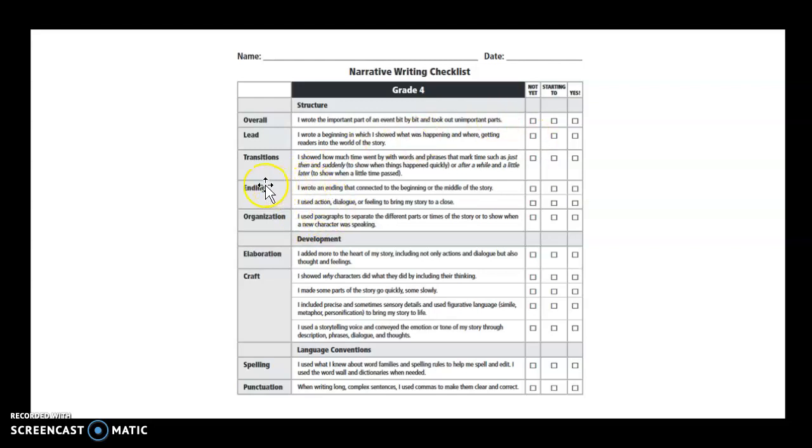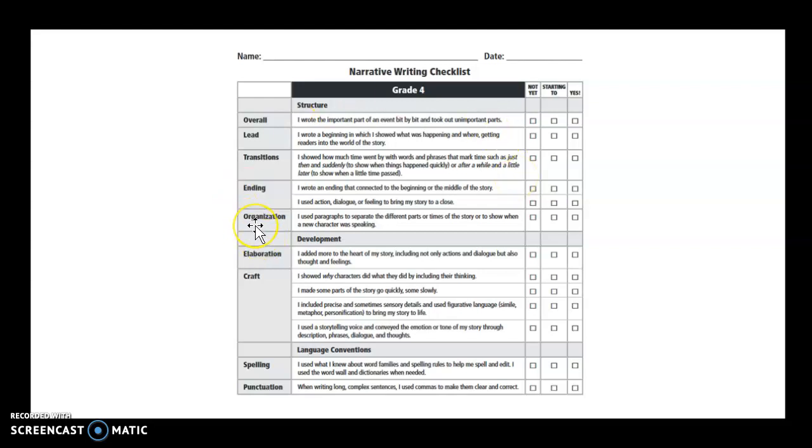Then here we're talking about the ending, which again, we had a mini lesson on. How are we going to end our story? Because we're not going to just write the end or and they lived happily ever after. We have to make sure it comes to a close. And so revisit this part of the checklist to make sure your story comes to a close.